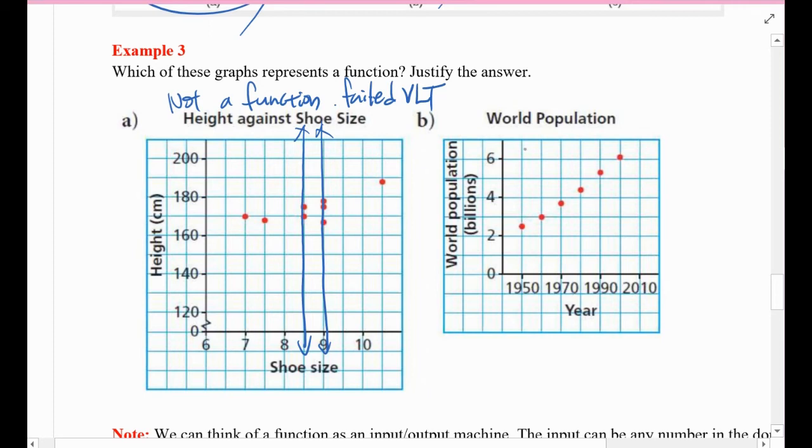It's a function because everywhere, if you draw lines, the line passes through the point only once. Therefore, it's a function. Passed VLT. Alright?